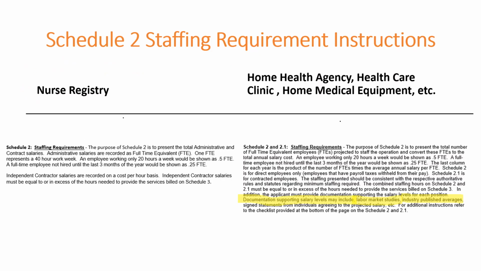These instructions are from the proof of financial ability to operate for both a nurse registry as compared to a home health agency, healthcare clinic, home medical equipment, and many other types of applicants. Let me provide some context. One of the most important assumptions is the amount of money you intend to pay for your administrative and healthcare employees and or healthcare contractors.